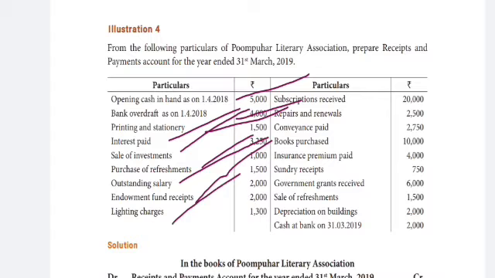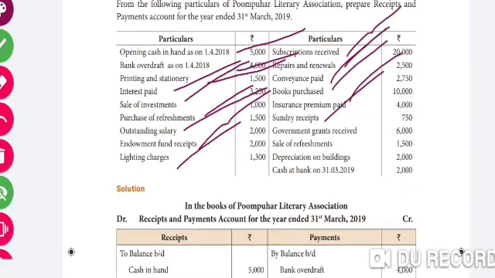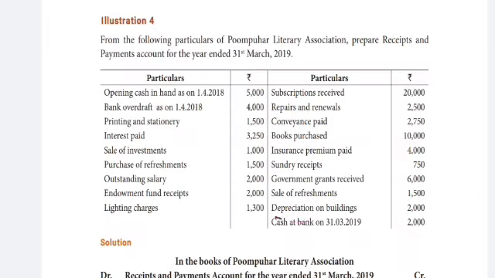Lighting charges is a payment side. Then subscription received is a receipt side. Repairs and renewals is a payment side. Conveyance paid is a payment side. Book purchase is a payment side. Insurance premium paid is a payment side. Sundry receipt is a receipt side. Government grant received is a receipt side. Sale of refreshment is a receipt side. Depreciation on building is not considered.